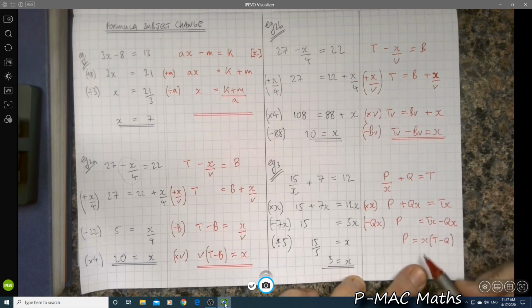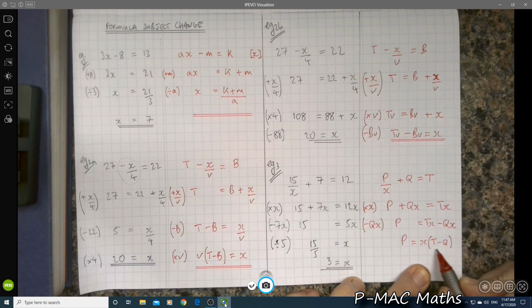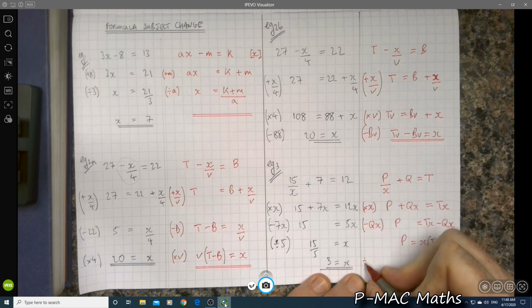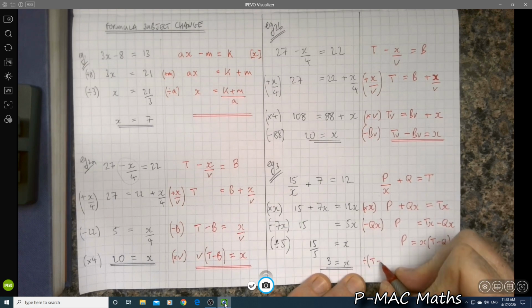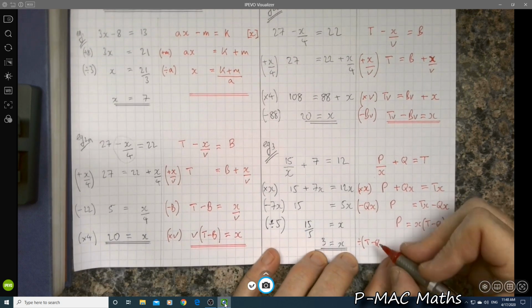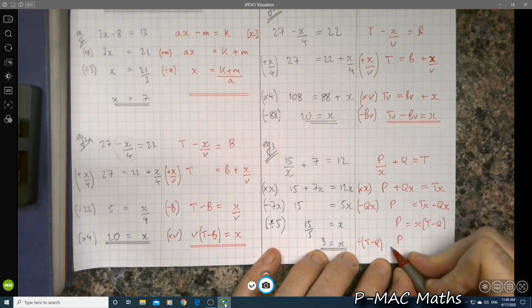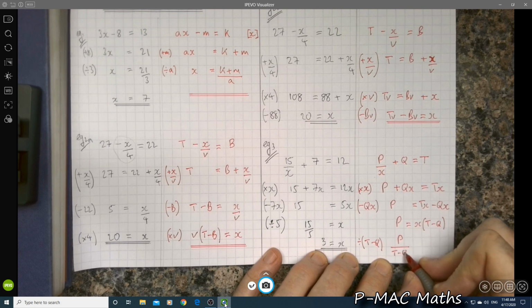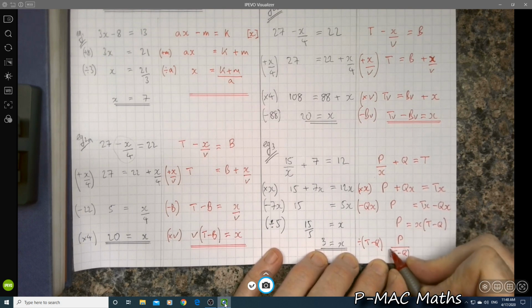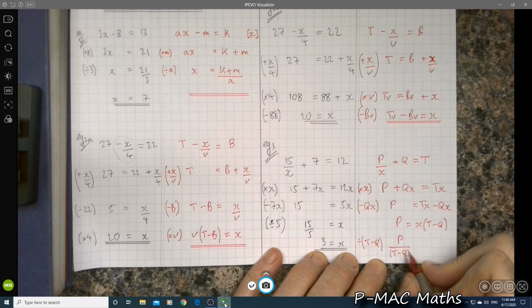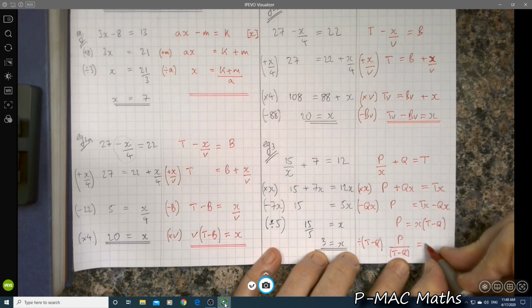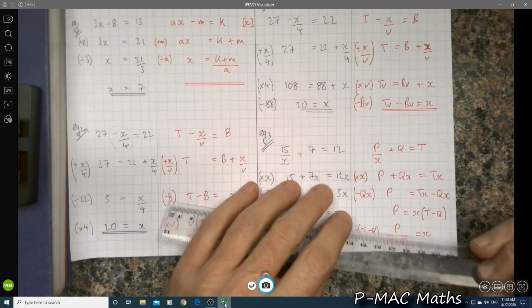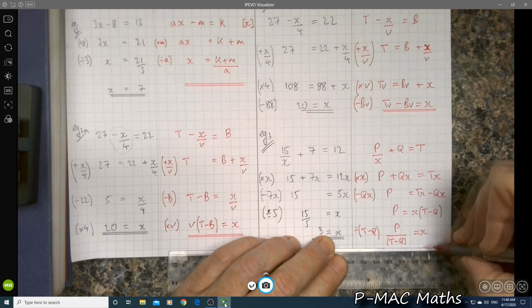Final step to get x on its own is to divide by the coefficient of x, the thing that is multiplying x. And in this case, what's multiplying x is the whole bracket there. So I'm going to divide by the bracket t minus q. So P divided by t minus q, put it in a bracket if you want, or just make sure that the division bar goes all the way over t minus q, equals x, and underline my answer.